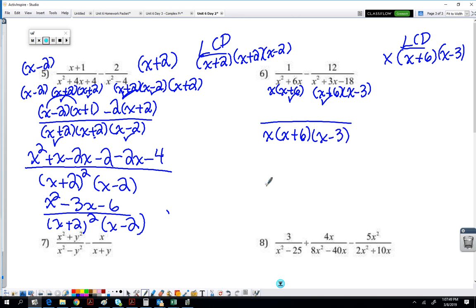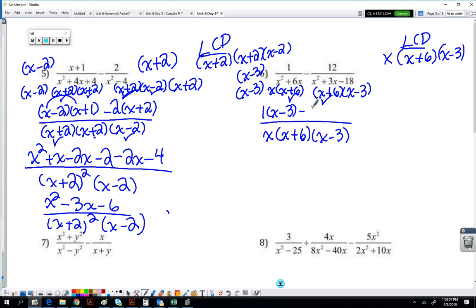So now I compare and I contrast. Look at your original and then look at your LCD and say what's missing. I have the x. I have an x plus 6. The only thing I don't have is the x minus 3. And that's what you multiply to the top and the bottom.